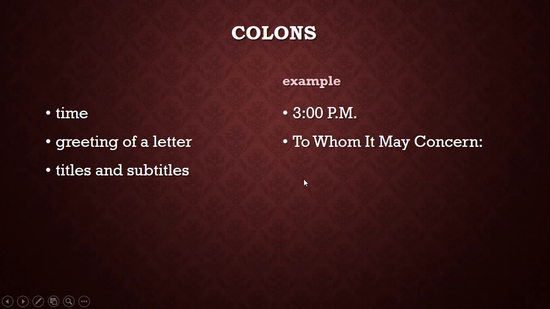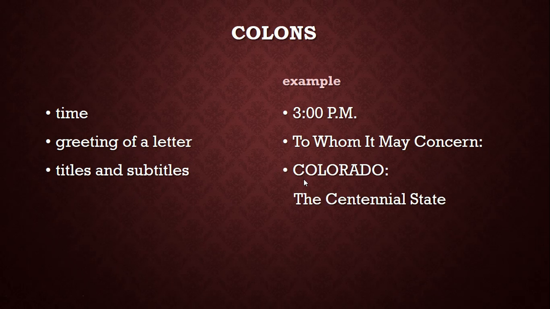Titles and subtitles. Let's say the title of the book is Colorado, and then the subtitle is A Centennial State. This is how we would write it maybe on the cover of the book. That's how it would be. Or if we were referencing it in a bibliography, then we would do that. And then verses. So a common Bible verse would be like the chapter separating the verse. We would do that with other religious texts.